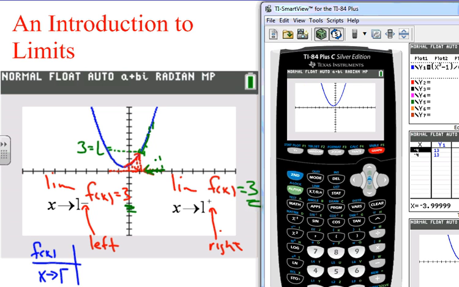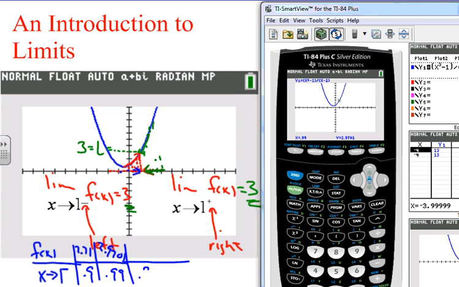So the values I can plug in, we can start with something close to 1 to the left. If you look at the number line, close to the left would be, I don't know, like 0.9. So we can go to trace and punch in 0.9. And as you see, we get a value of 2.71. Well, 0.9 is close to 1 to the left, but let me get closer. So I'm going to put in 0.99, and you can see that I have 2.9701. Well, that's close, but I want it even closer.